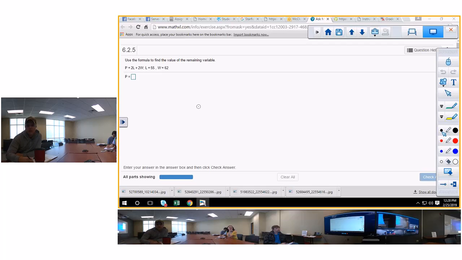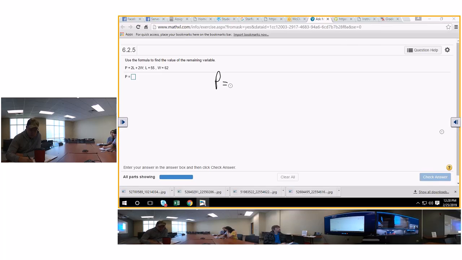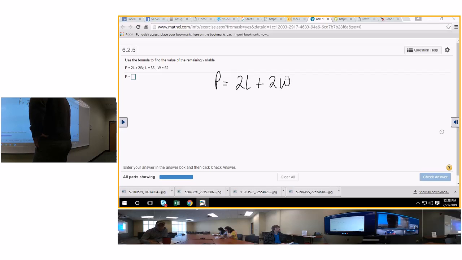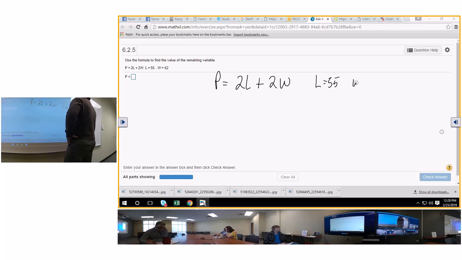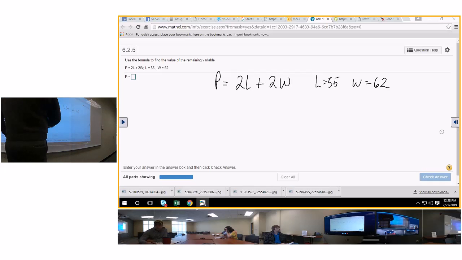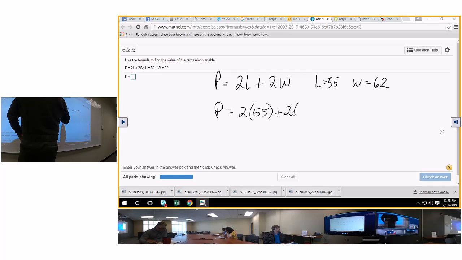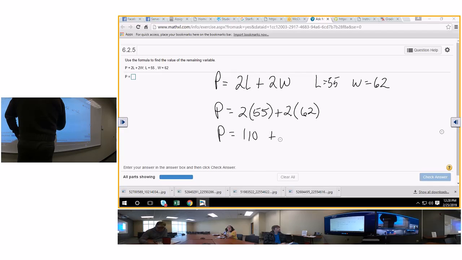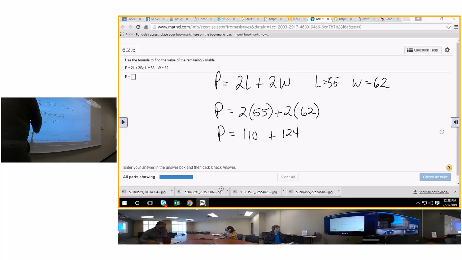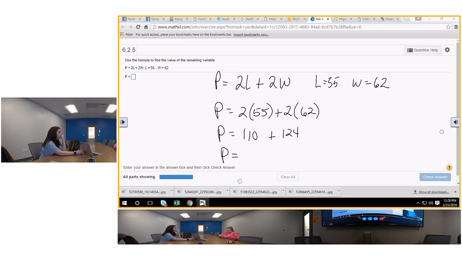P, perimeter, is equal to 2L plus 2W. They give you L is equal to 55 and W is equal to 62. So basically that means we're going to plug in what? Plug in 2 times 55 plus 2 times 62. And 2 times 55 is 110. And 2 times 62 is 124. So P is equal to 234.